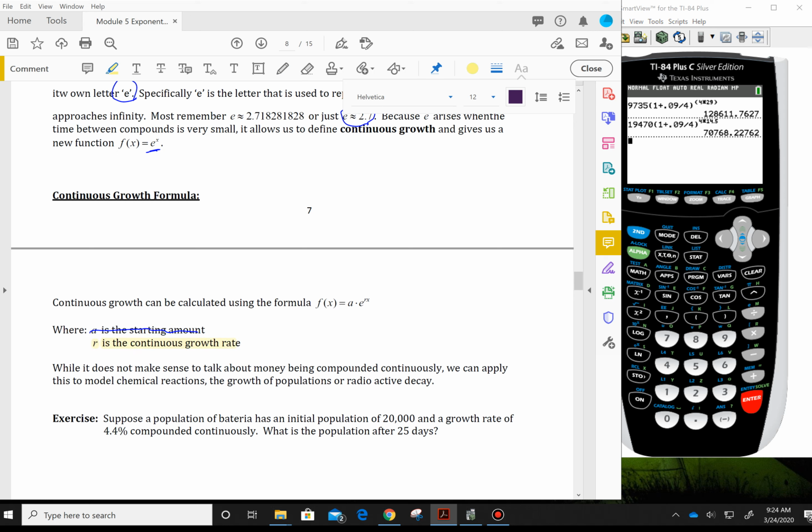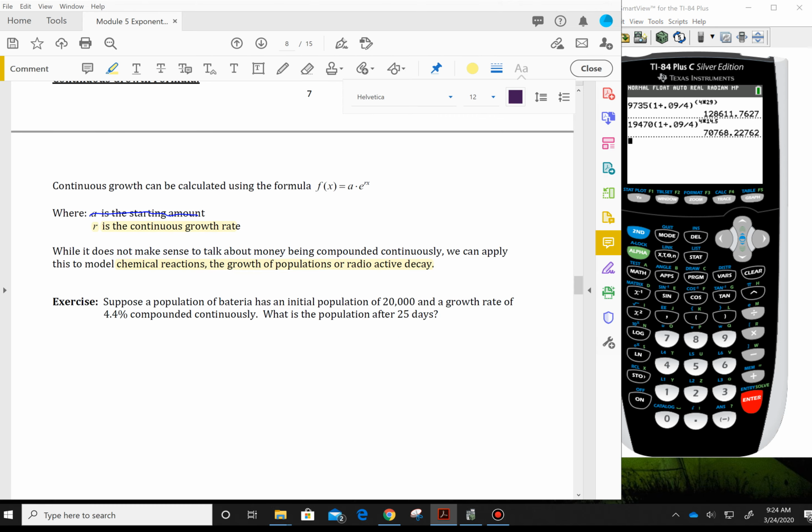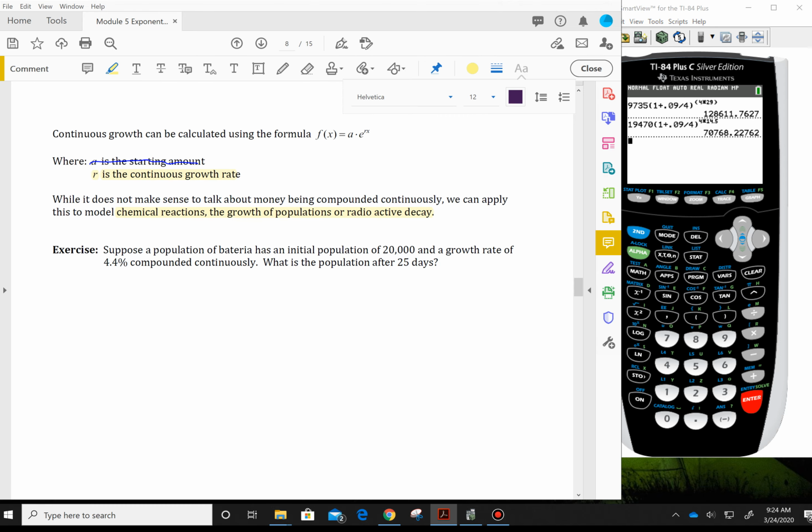While it does not make sense to talk about money being compounded continuously, we can apply this model to chemical reactions, the growth of populations, and even radioactive decay. Let's look at an example. Suppose a population of bacteria has an initial population of 20,000 and a growth rate of 4.4%, compounded continuously. What is the population after 25 days?